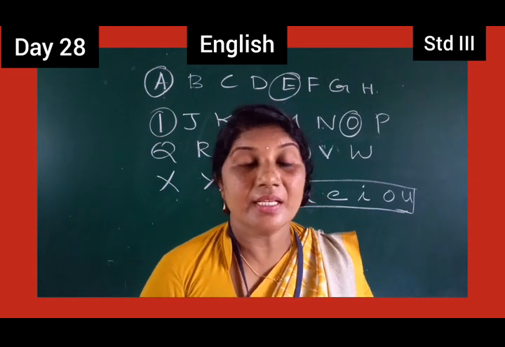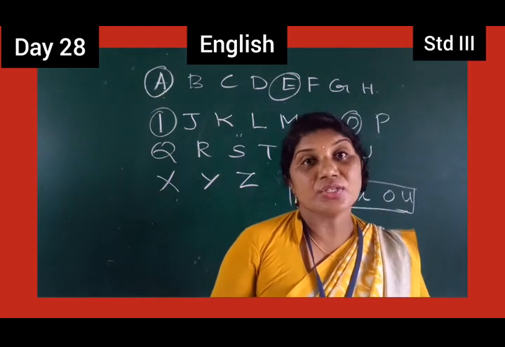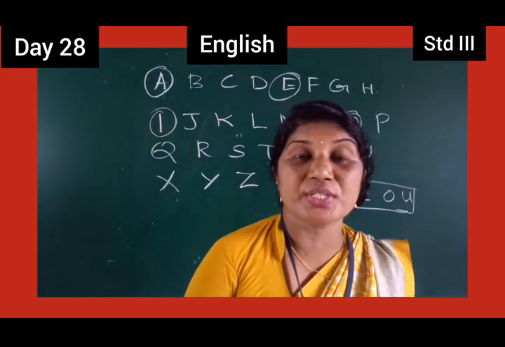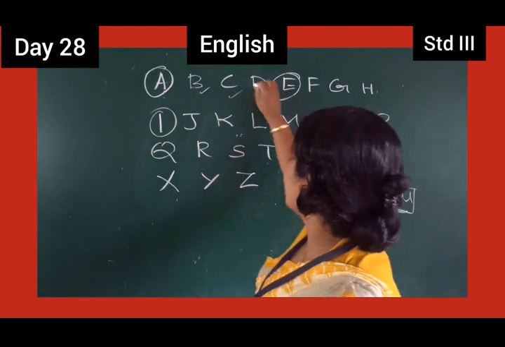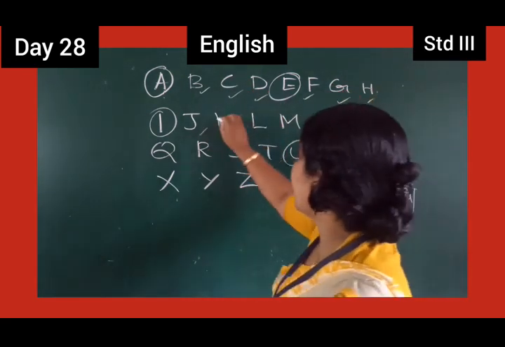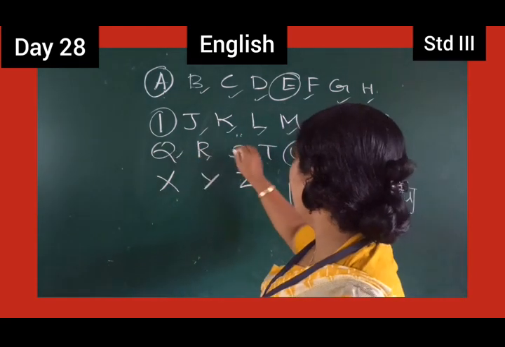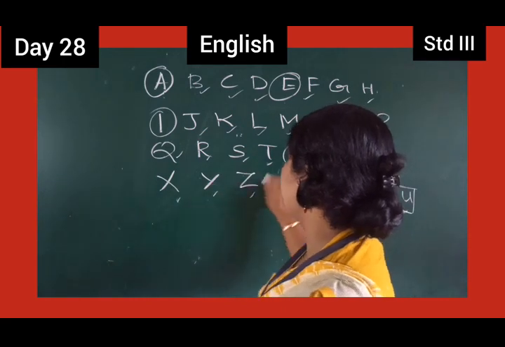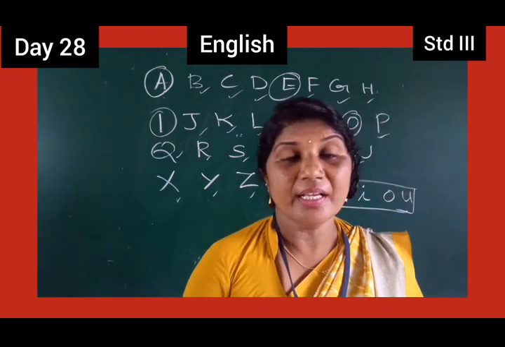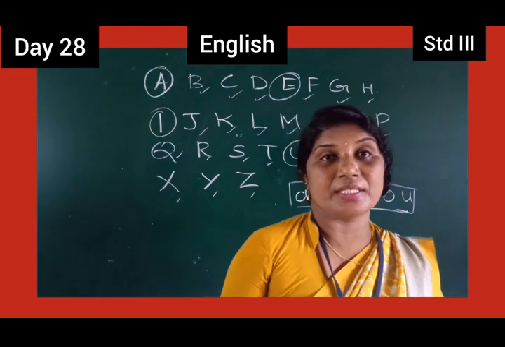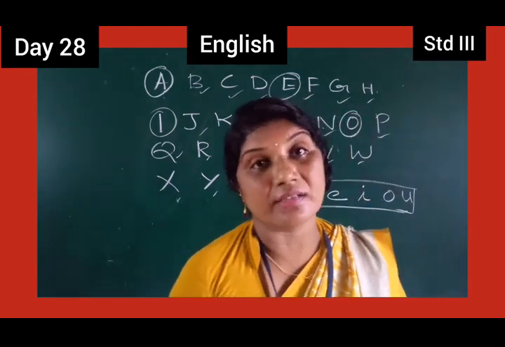Okay, how many letters are there in the English alphabet? There are 26 letters in the English alphabet. So here A, E, I, O, U are vowels. What are the rest of the letters, children? B, C, D, F, G, H, J, K, L, M, N, P, Q, R, S, T, V, W, X, Y, Z. So these letters are called consonants. Right? A, E, I, O, U are called vowels.